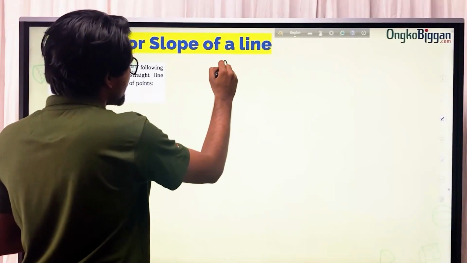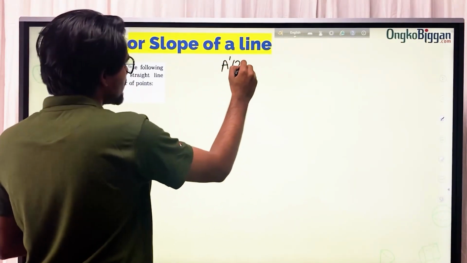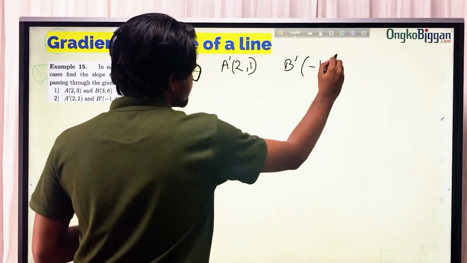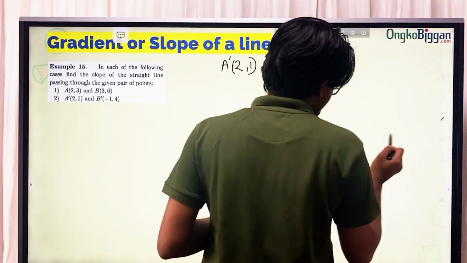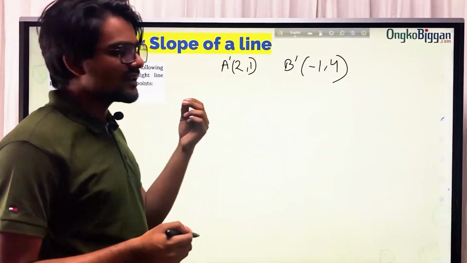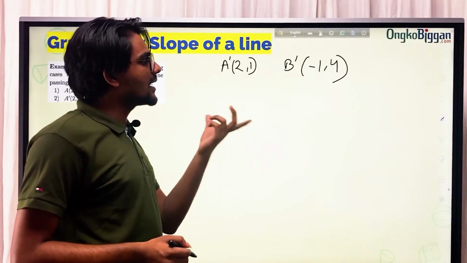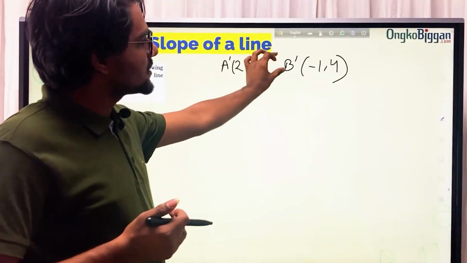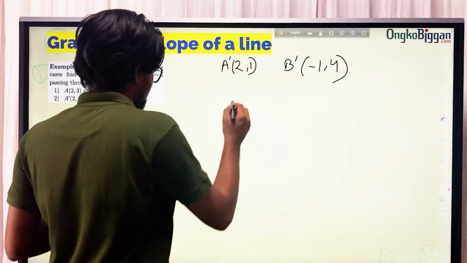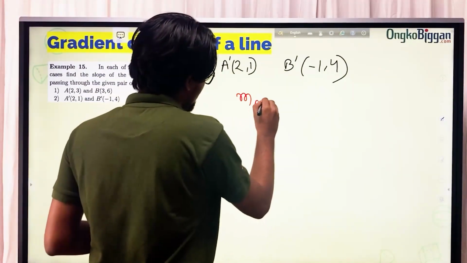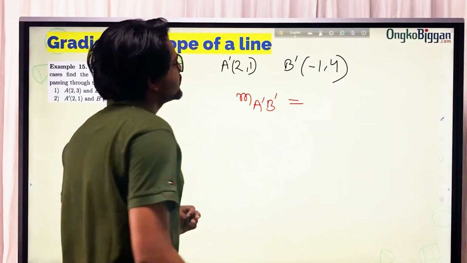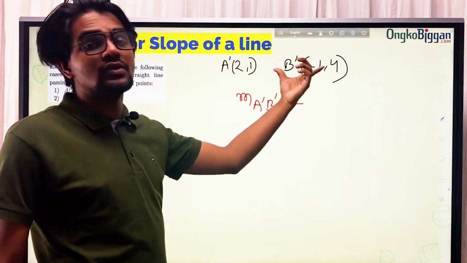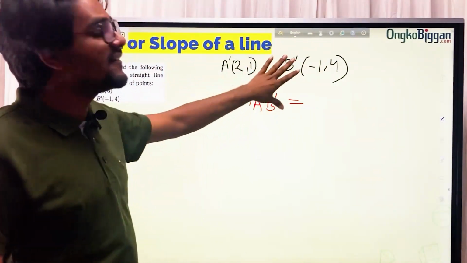So the coordinates given are A' (2, 1) and B' (-1, 4). Now I'm going to find the slope of the line A'B', the straight line that is joining the points A' and B'. So m_A'B' is equal to, I will take the y coordinate first. Previously, I took the coordinate of B first, the second coordinate.